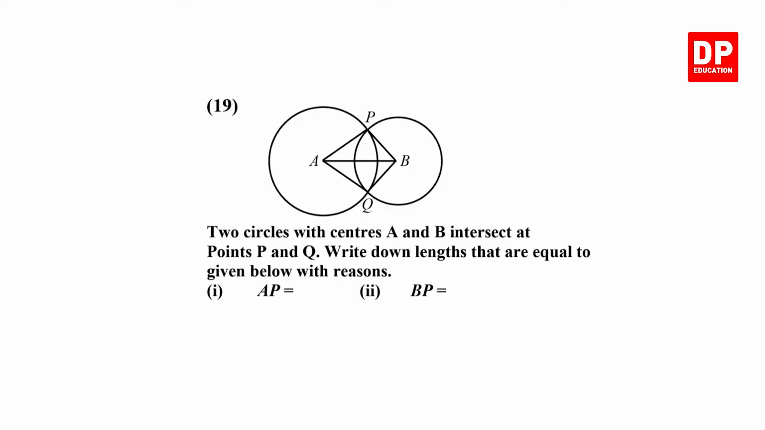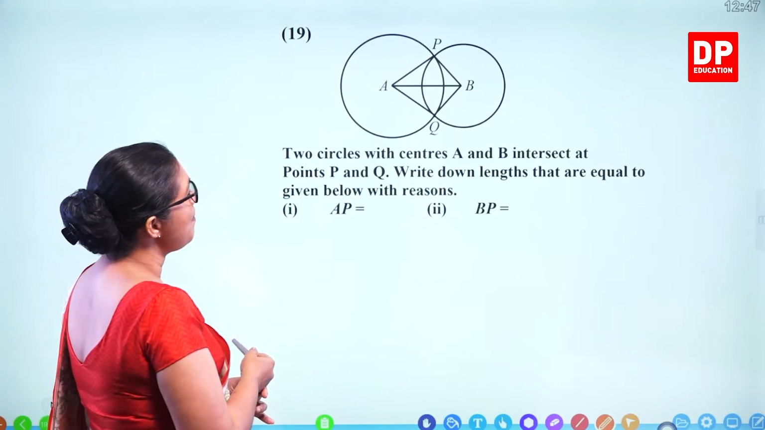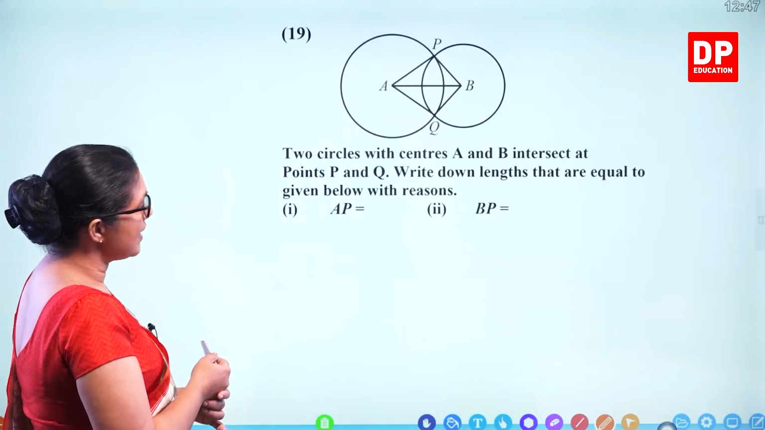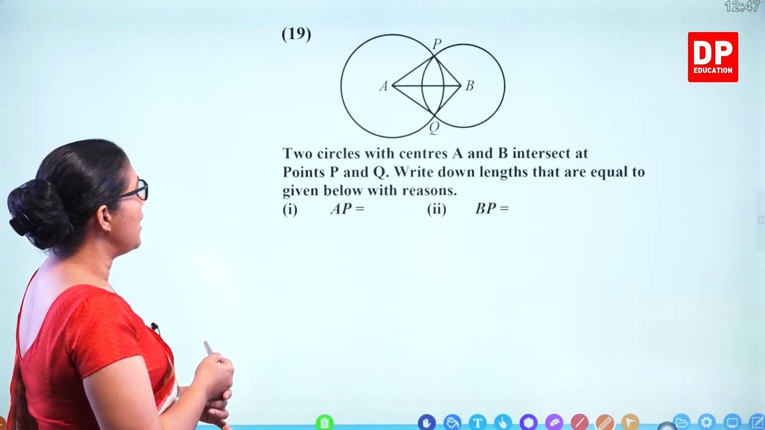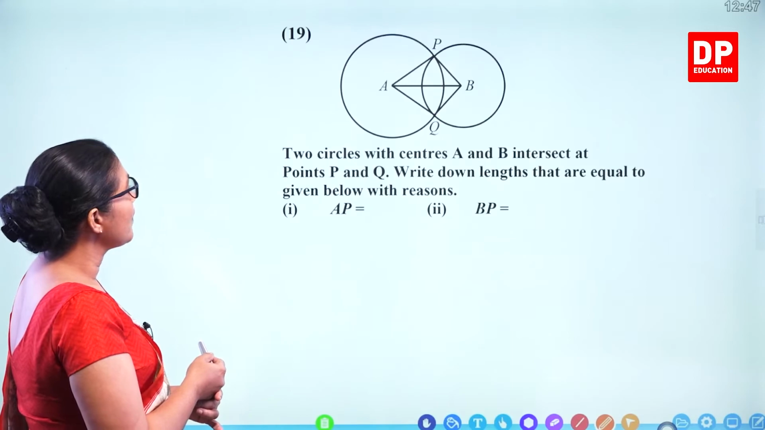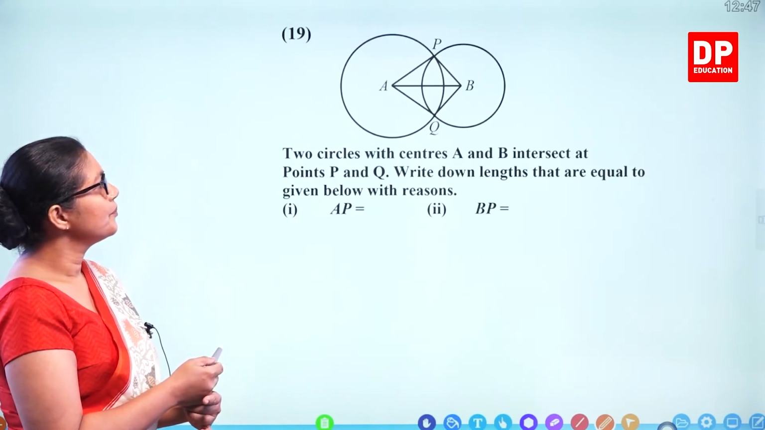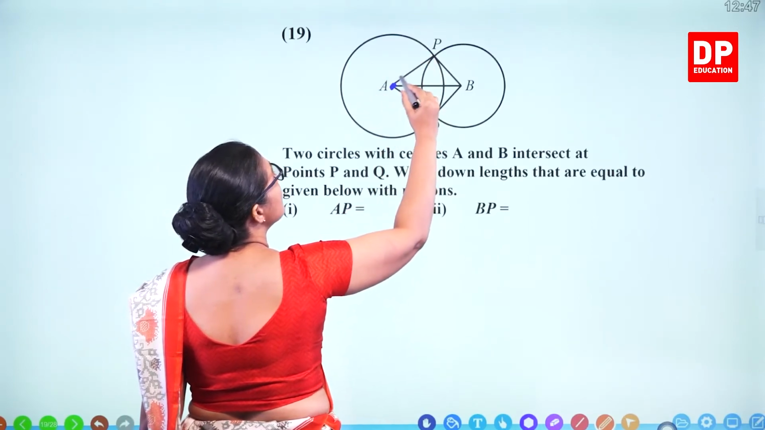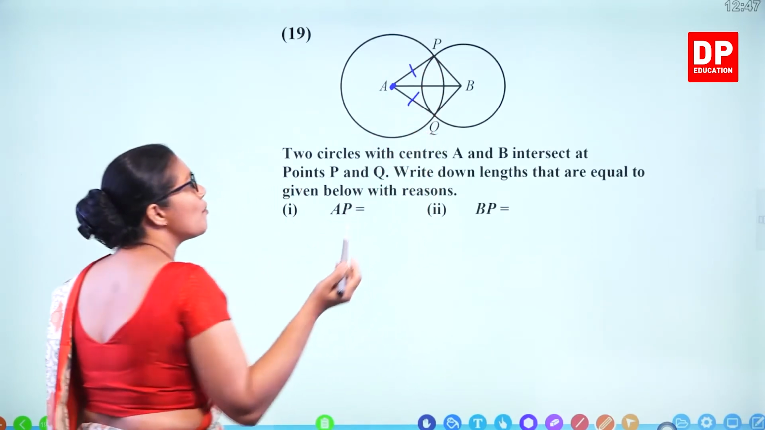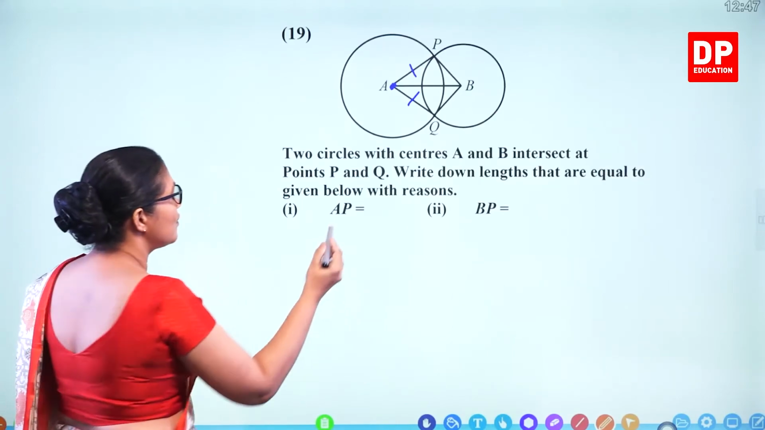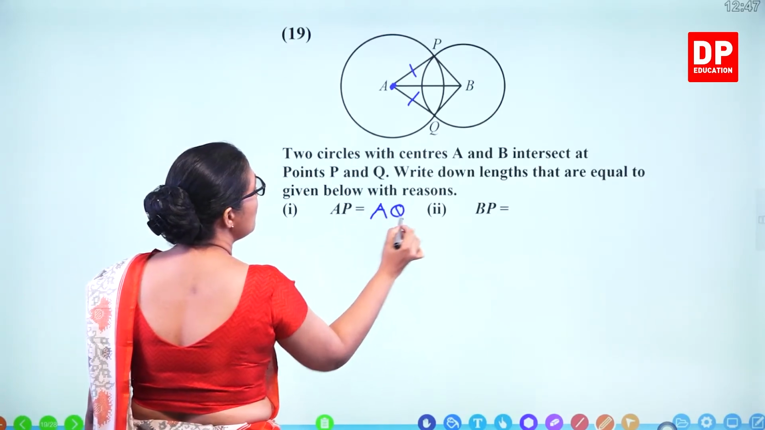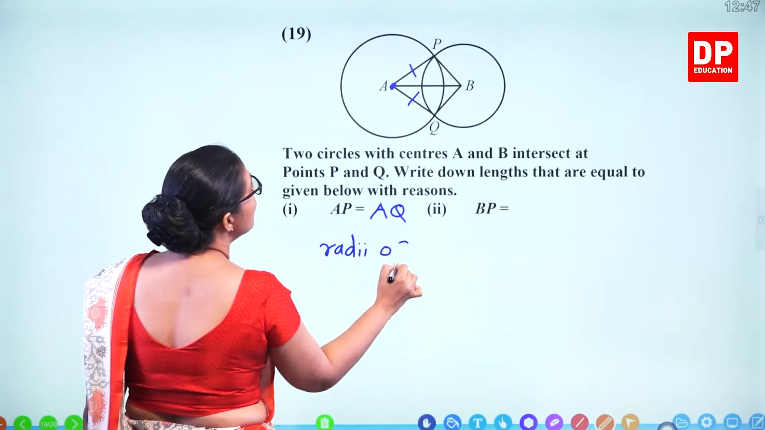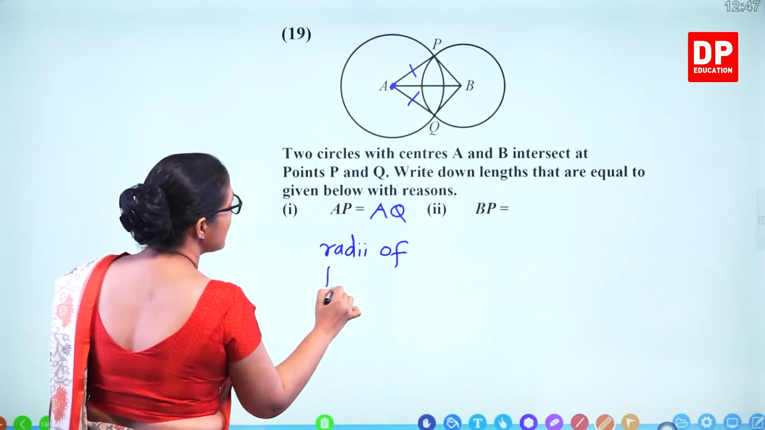Question number 19. 2 circles with centers A and B intersect at points P and Q. Write down lengths that are equal to the ones given below, with reasons. AP. If you take the center A for this circle, AP and AQ are radii. So AP equals AQ, radii of the big circle.